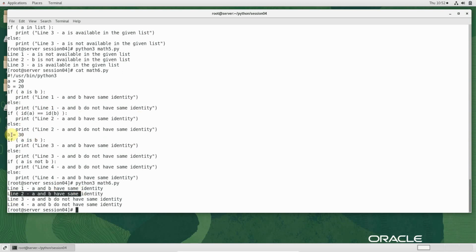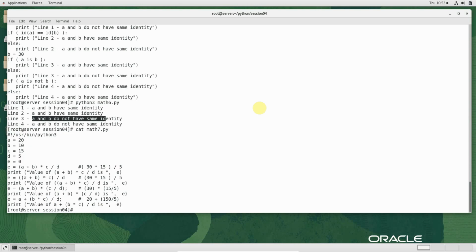But now we are changing the value. We are initializing the object B with a different value, that is 30. And if I try the same thing, is A is B, now you will get the answer no, they are not the same, they do not have the same identity. So these are good examples to make the concepts we discussed clear. This is in continuation of the last lecture, examples of the topics covered in the last session.